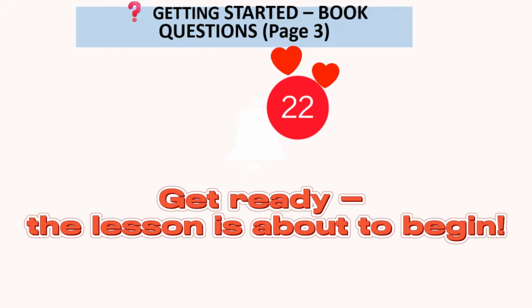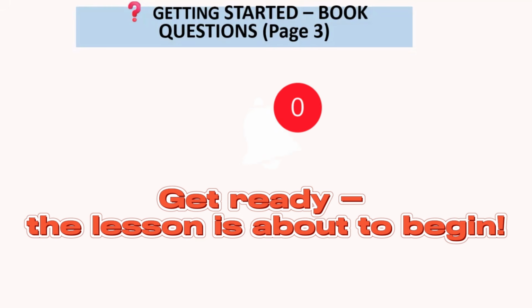All right. If you have your book, please open your book to page 3, Getting Started. In Getting Started, we are going to have 4 questions before we explain the definition of the circulatory system, the parts of the circulatory system, and the heart.